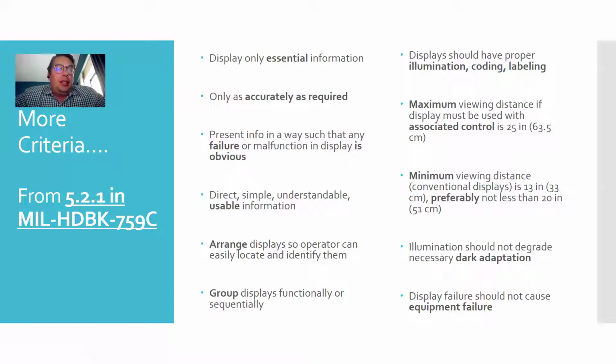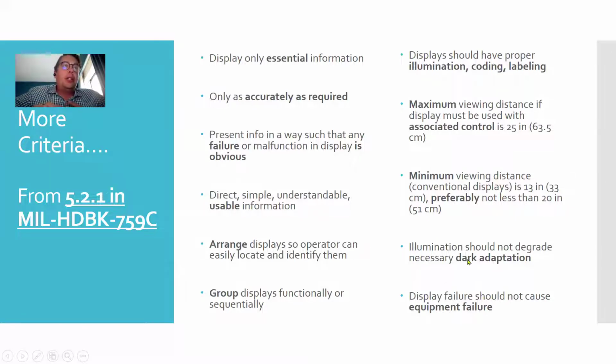The viewing distance. Now the maximum and the minimum viewing distance is a little confusing to me, because it's not like you only want people to view within this range. But if there is a display that is used with a control, you've got a maximum distance that they should be away, and the minimum distance to be viewed is preferably not less than 20. So you don't need to be too close to view this.